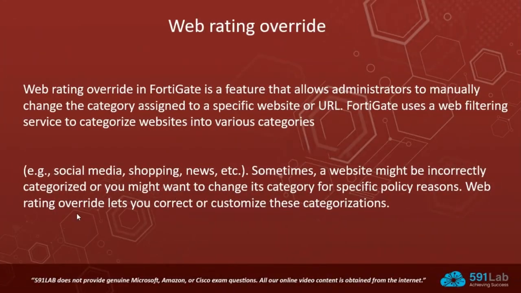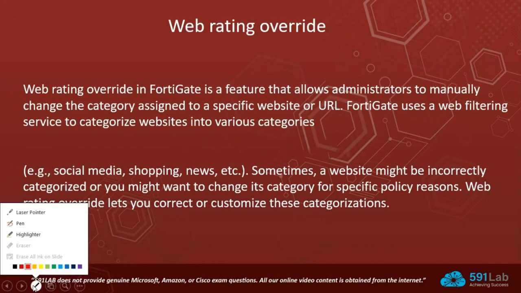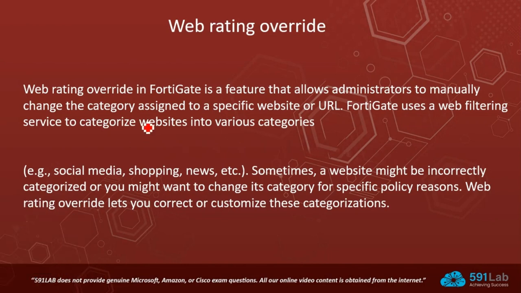It is a feature that allows an administrator to manually change the category assigned to a specific website or URL. That means FortiGate uses a web filtering service to categorize websites into various categories, as an example, social media, shopping, news, like that. Sometimes a website might be incorrectly categorized, or you might want to change it to a category for specific policy reasons.